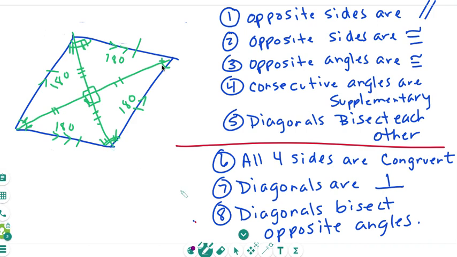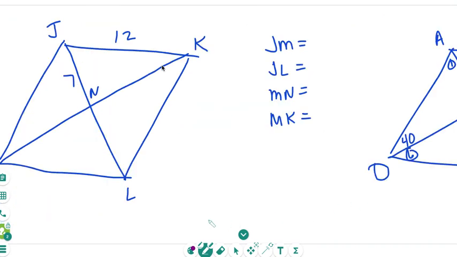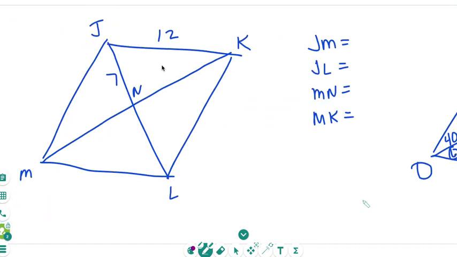All right, so let's work with a rhombus. We're going to start out first of all, and we're going to label what we know. The first thing that we know is that the diagonals bisect each other. So if JN is 7, then we know LN is 7. We also know that the four sides are all congruent. So if we know JK is 12, we know JM is 12, we know LM is 12, and we know LK is 12.